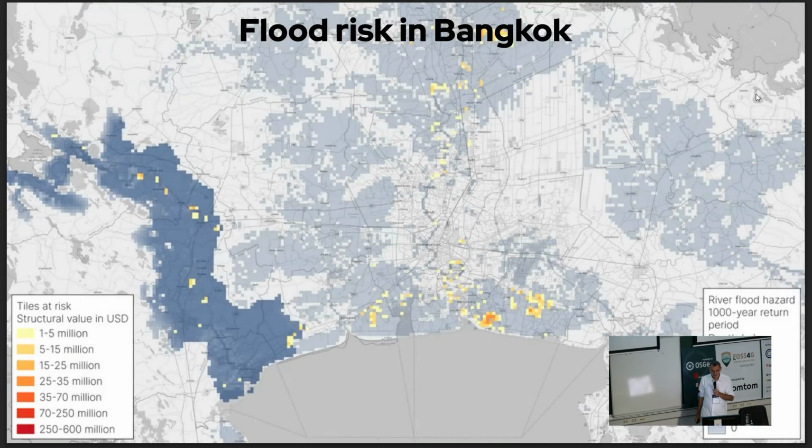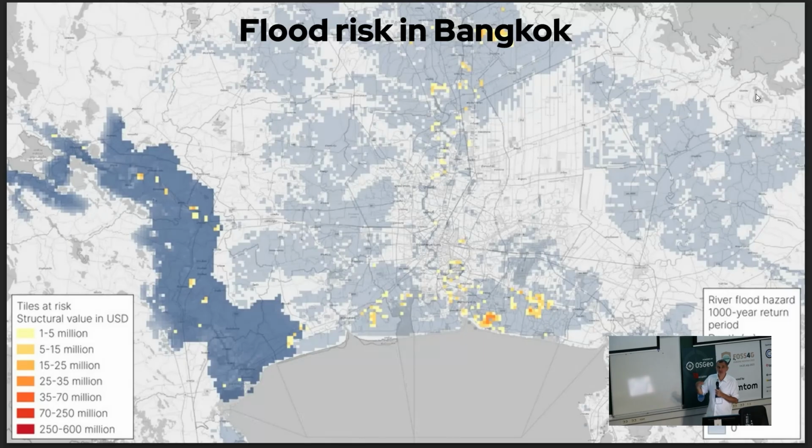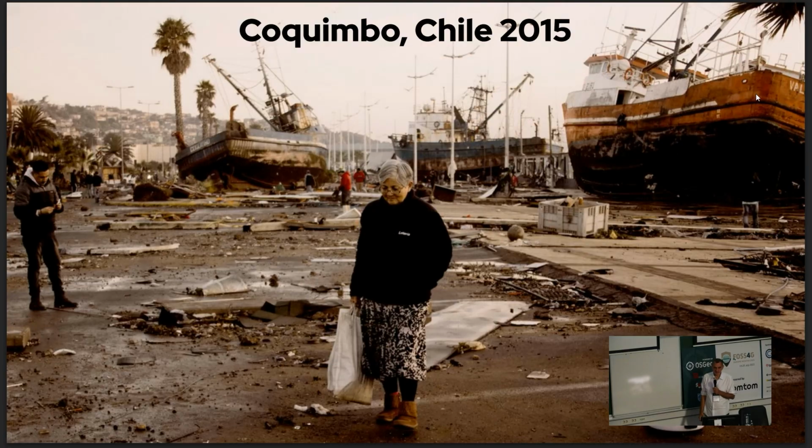So we can look into a detail here in Bangkok. You will see that there is an industrial zone here where there's a large accumulation of industrial values. And then we can even go further and go down to the building scale and see all of these buildings are on this blue patch, which means there's a significant flood hazard in this area. And then the buildings are colored by the structural value, which means by the probable loss of the industrial values in case of a flood, according to this flood hazard model.